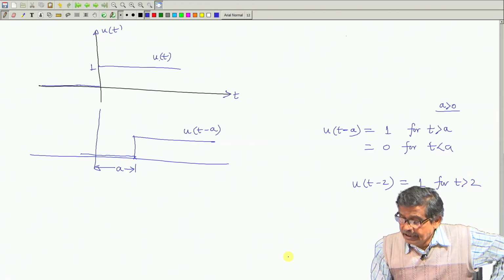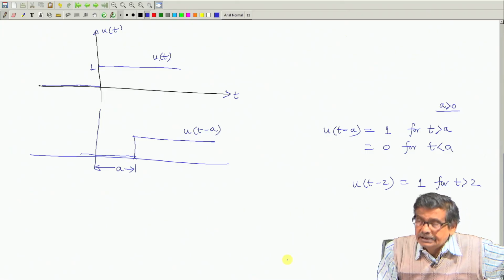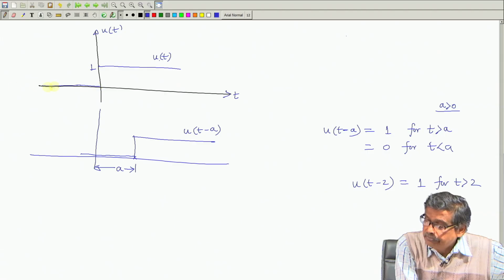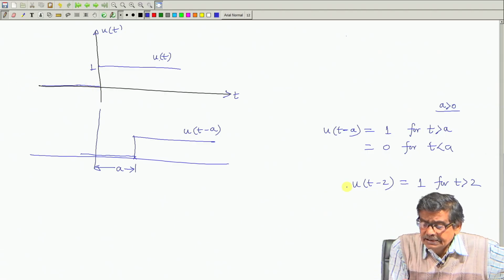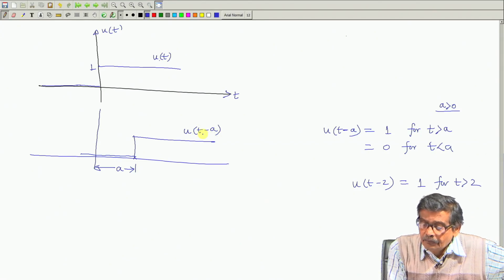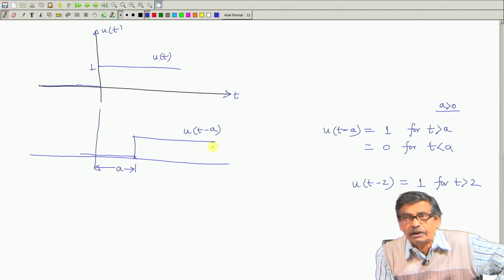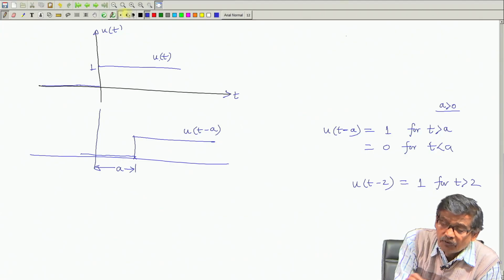For t less than 2, for example, choose any value say minus 1, it is u(minus 3), but from u(minus 3) I know it will be 0, very easy to interpret. So, any time you replace t by t minus a, where a is a positive number, this function gets shifted to the right. And it is not only true for u(t), it is true for any function.